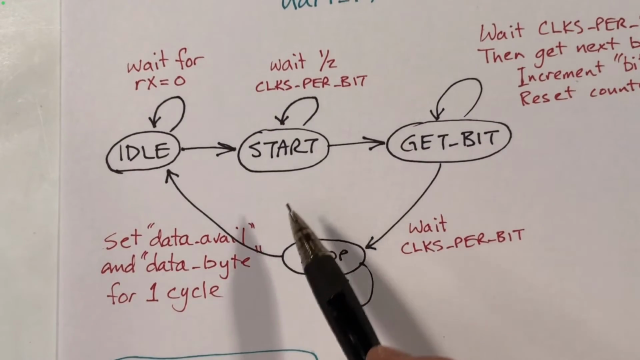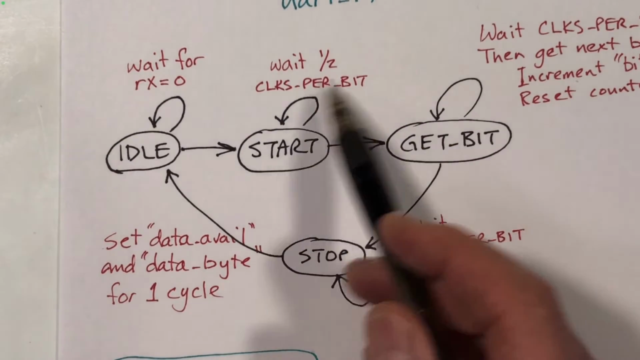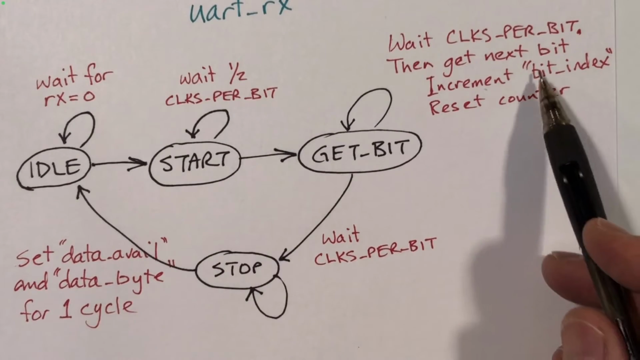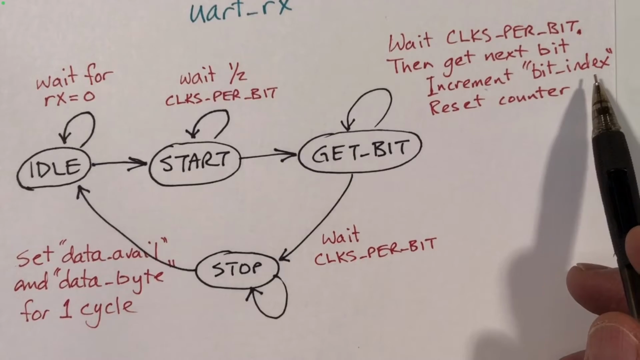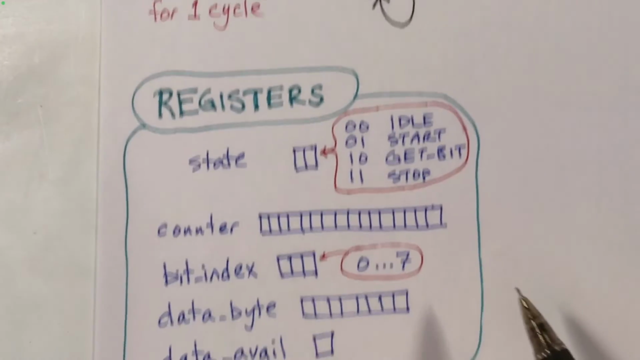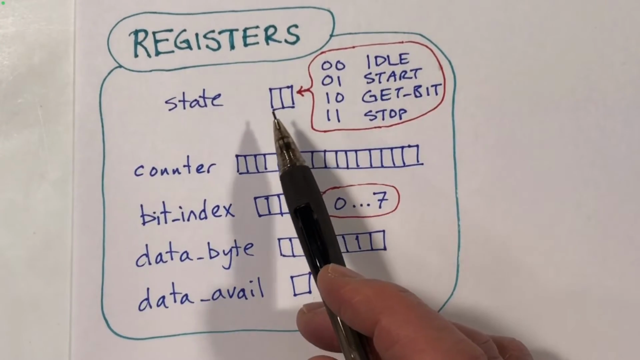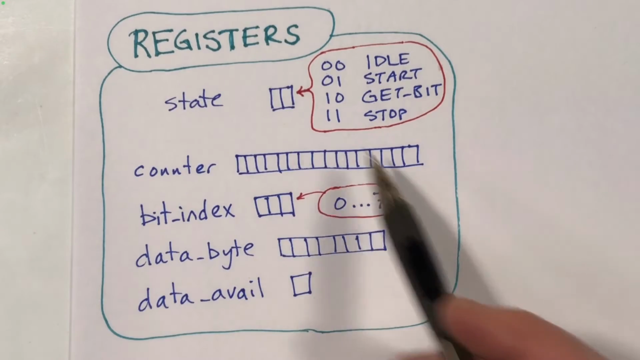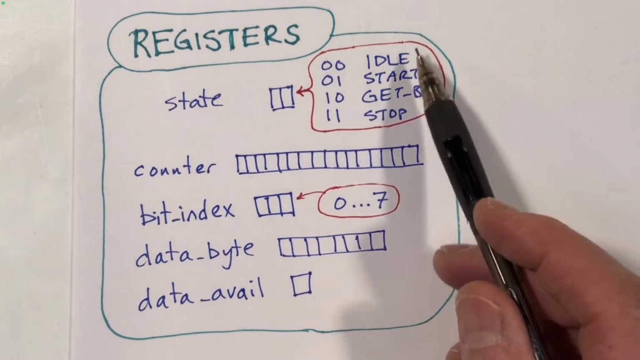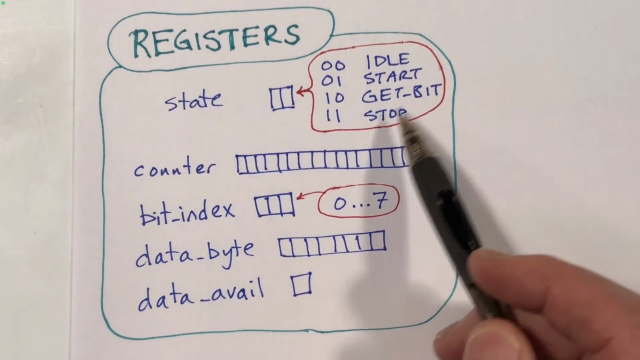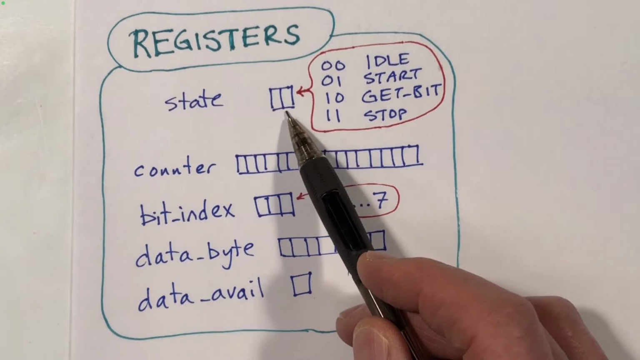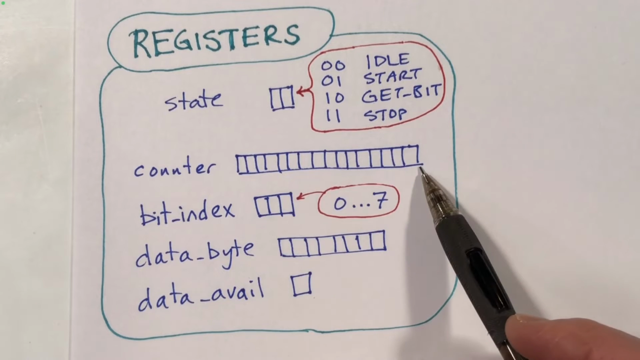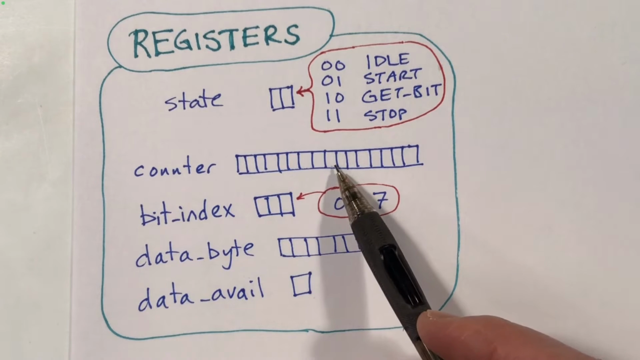We're also going to need a counter to count the time here. And we have a variable bit index, so we need to keep track of what bit we're waiting for. And so I've summarized all of the state of this machine down here. We have 4 states: idle, start, get bit, and stop. So we have a register with 2 bits for the current state. Then we have a counter, and we'll use 16 bits for that.